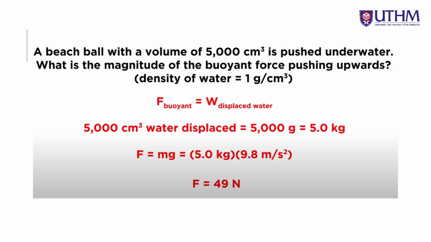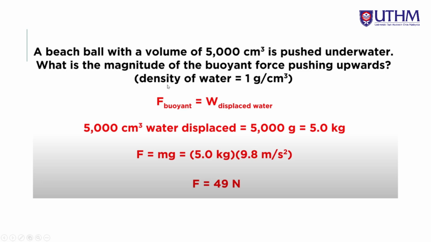A beach ball with a volume of 5,000 centimeter cubic is pushed underwater. What is the magnitude of the buoyant force pushing upwards? So dia dah bagi volume untuk bola itu dan dia tanya apa kita punya FB, buoyant force yang menolak objek itu ke atas. So kat sini dia dah bagi density of water iaitu 1 gram per centimeter cubic.